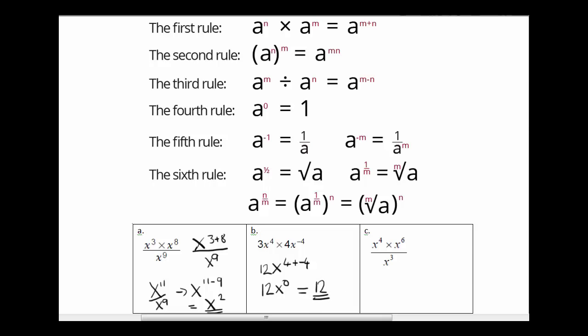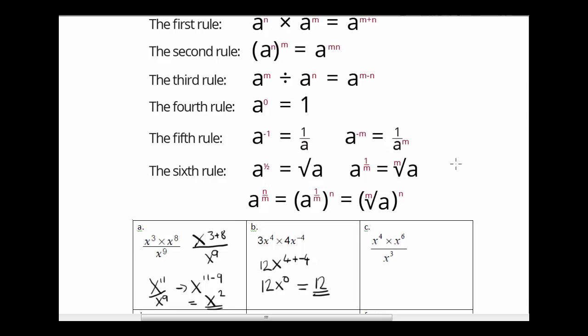Right, next one's very similar to the first one, so again that's going to be x to the 4 plus 6 over x cubed, so that will give us x to the 10 over x cubed, and then it's x to the 10 minus 3 since we're dividing and you subtract them, and that gives you x to the power of 7.